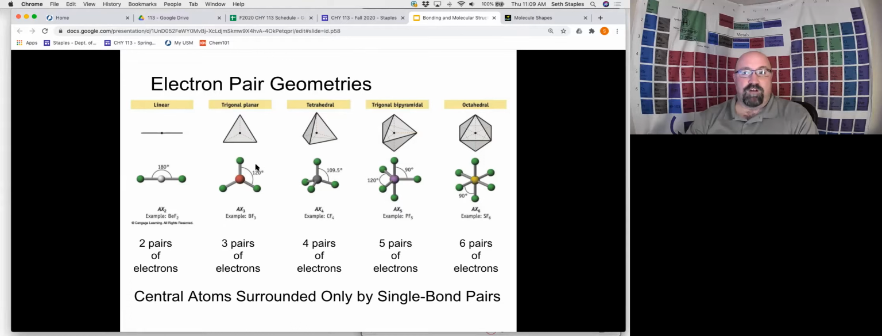3 pairs around our central atom, trigonal planar. 4 pairs around our central atom is tetrahedral. 5 pairs around our central atom, trigonal bipyramidal. And finally, 6 pairs around our central atom, octahedral. Now, obviously, in these last 2 cases, trigonal bipyramidal or octahedral, we would have to be working with central atoms that are phosphorus or larger so that we can meet our expanded octet.